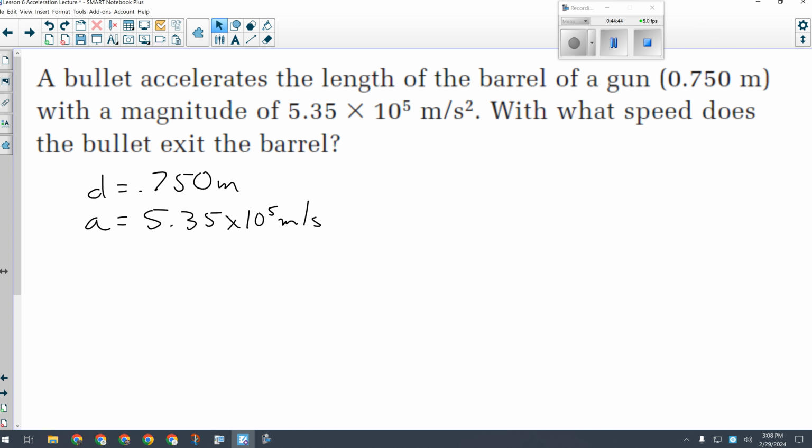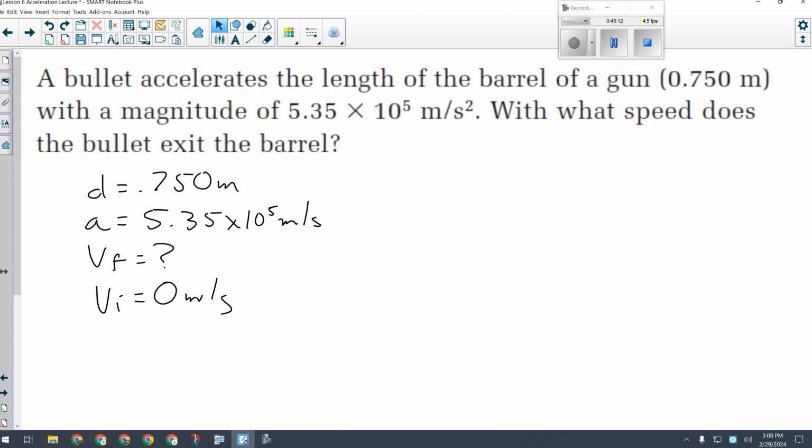At what speed does it exit the barrel? So they're looking for VF. What's VI? 0. Contextual clue, okay? It never said the person who fired the gun was running while they did it. So we have to assume that everything was stationary and that VI would be 0. Little assumptions we have to make from the context of the question.